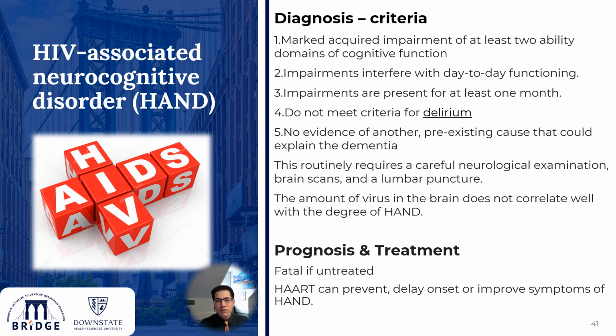The amount of the virus in the brain does not correlate well with the degree of HAND, but we know the viral load in the body and the low CD4 count do correlate. The prognosis is poor if untreated, basically fatal, and highly active antiretroviral therapy can prevent, delay, or improve the symptoms of the syndrome.